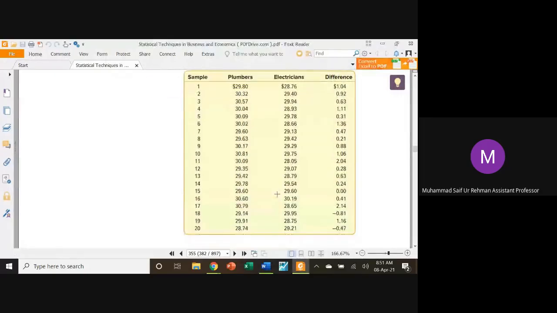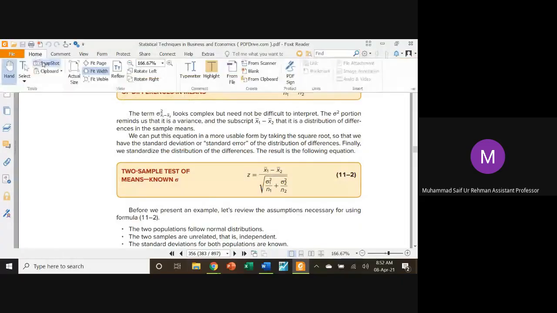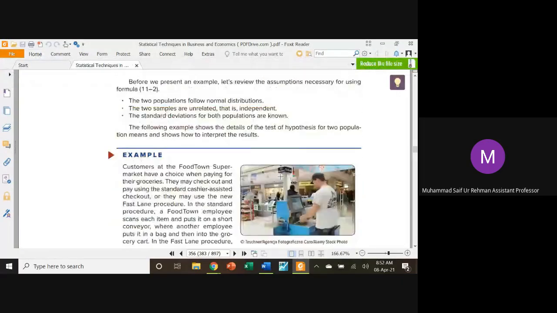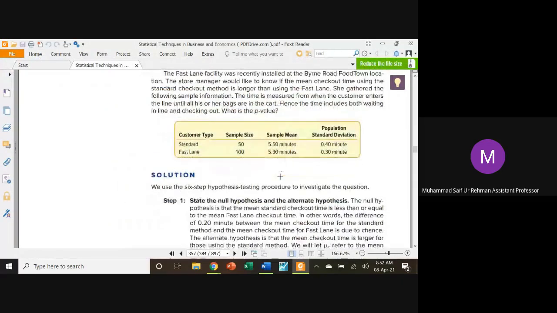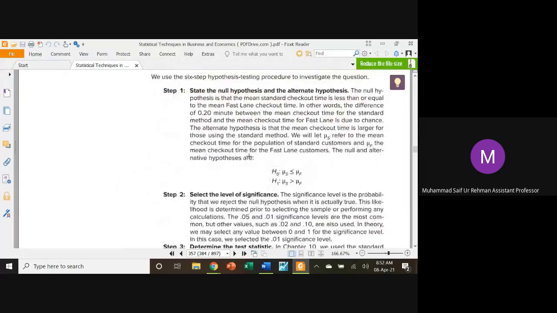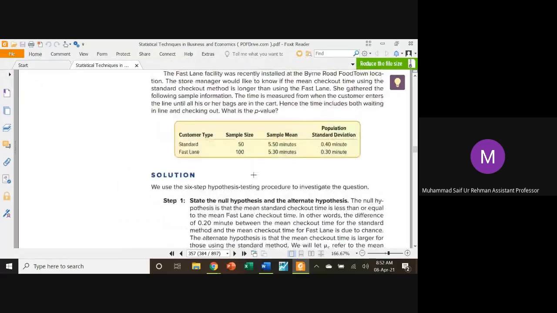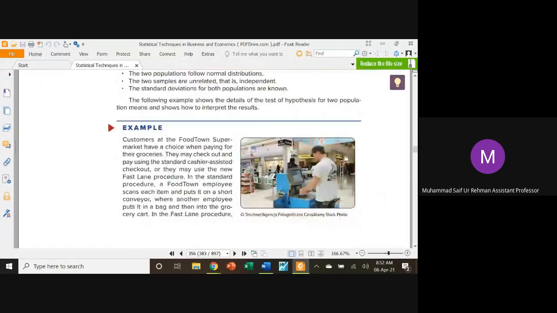This example you may solve on your own because it is completely solved over here. You may take help of this example completely solved in your book. I can simply explain this if you are interested. Then we shall solve the self-review. So let us consider this example.